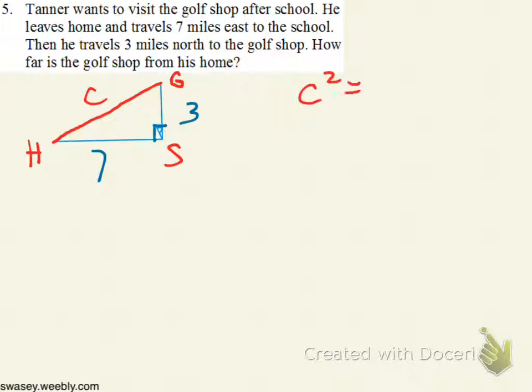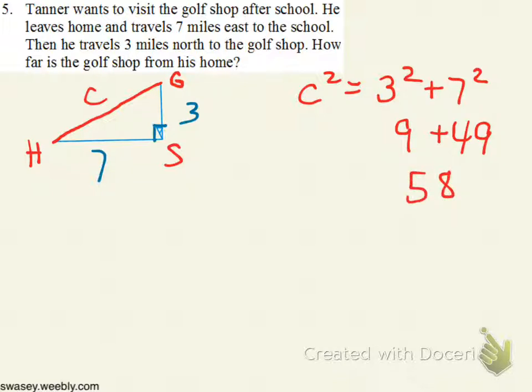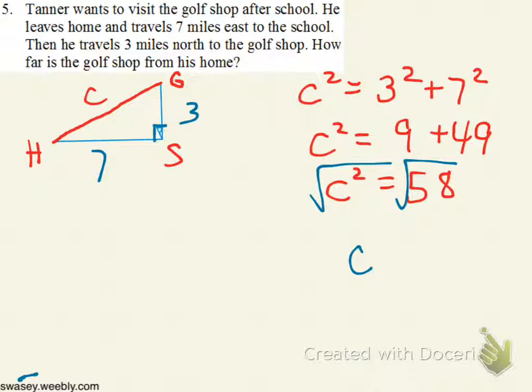So c squared equals a squared plus b squared. 3 squared plus 7 squared. Square those, you get 49 and 9. Add those together, you get 58. And then to get rid of squared, we'll square root. Only a positive answer makes sense here. And there's no perfect square factors, so you could either write exactly square root of 58, or you could change it to a decimal approximation of about 7.6 miles.